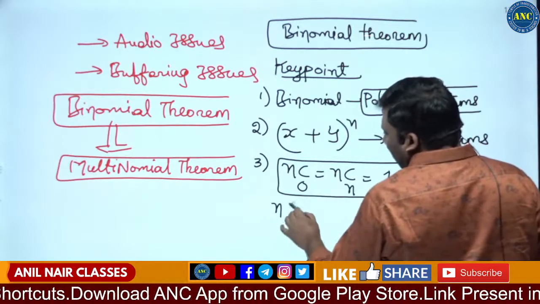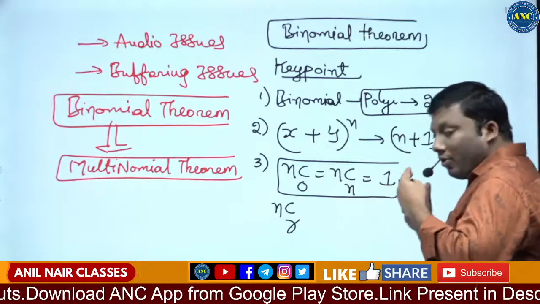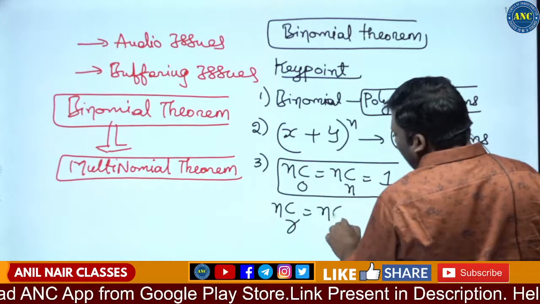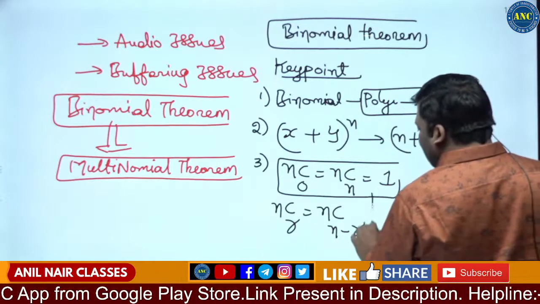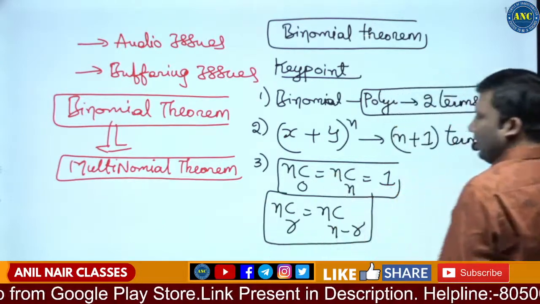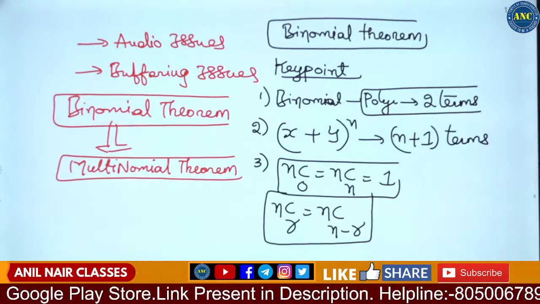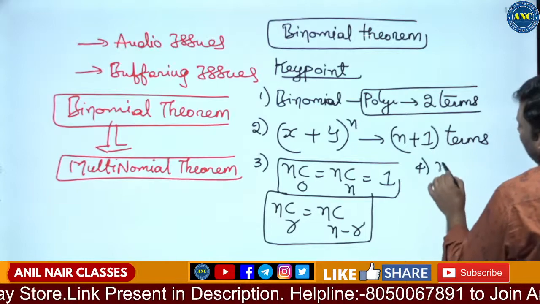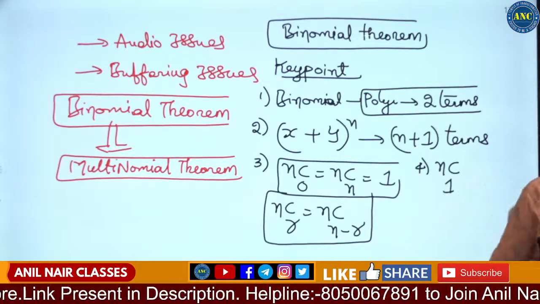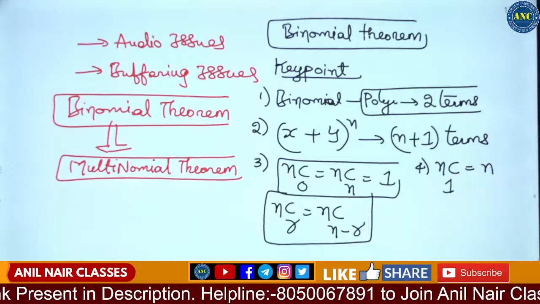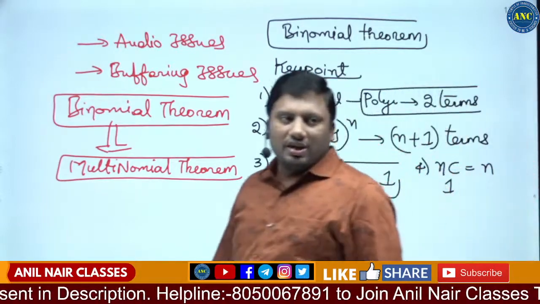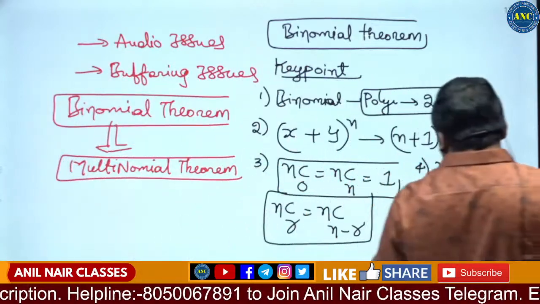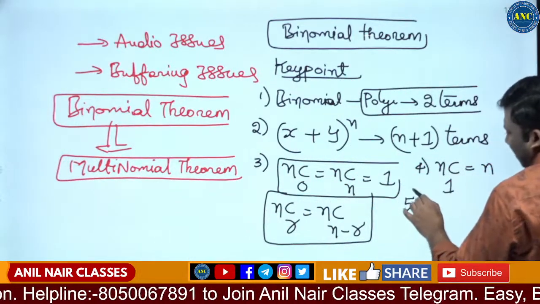Next one, out of n objects I am selecting r. That means I am rejecting the remaining n minus r. nCr equivalent to nC(n minus r). Next one, out of n I am selecting 1. That is nothing but I can select any one out of n. So nC1 equivalent to n. Another important key point that we discussed yesterday.